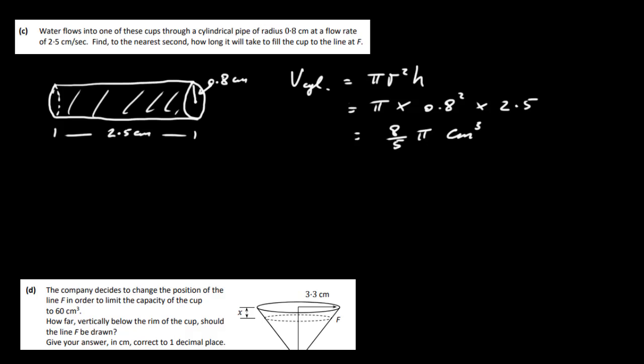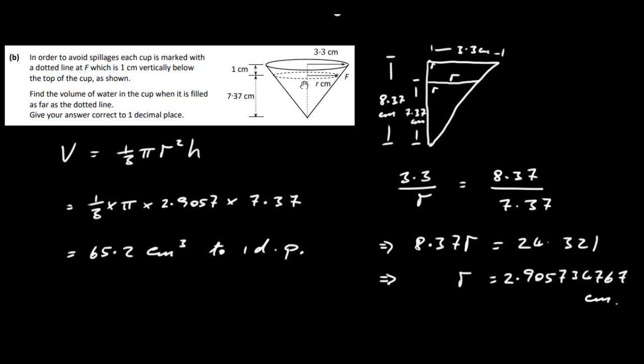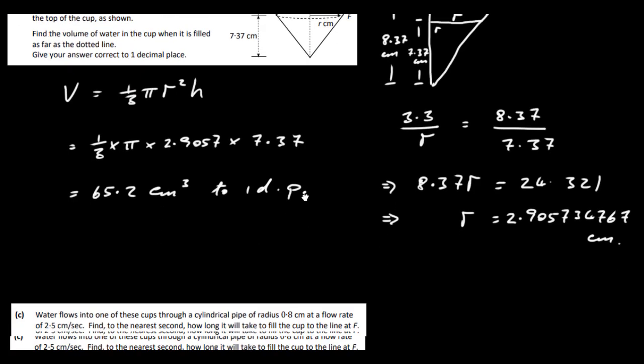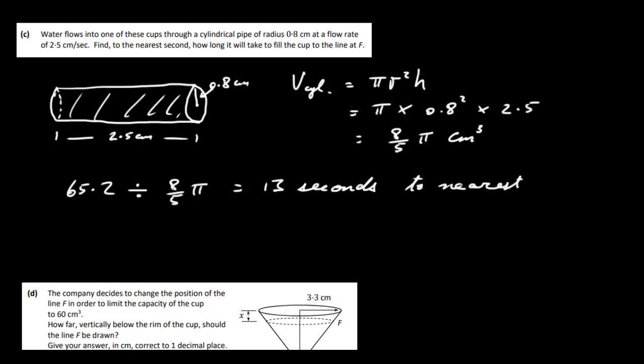Okay, so we want to know how long it is going to take, to the nearest second, to fill the cup to the line F. So how long is it going to take to fill up as far as here. Now we already have this volume down here. We know that our volume is 65.2 cubic centimeters. So I'm going to take 65.2 divided by 8/5 pi, and that gives us 13 seconds, to the nearest second. And that's it for part C.